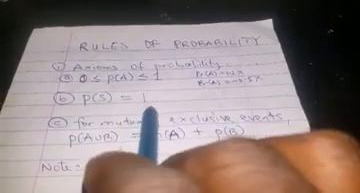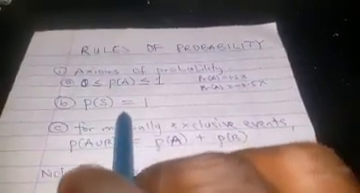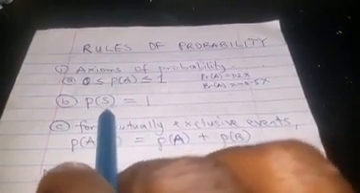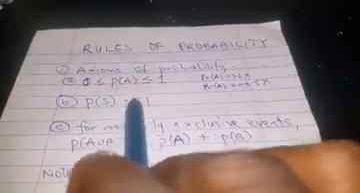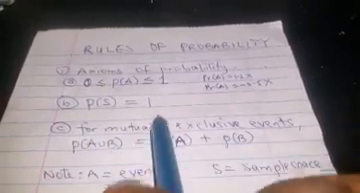Now, the second axiom of probability is that the probability of a sample space is equal to 1. What does that mean? There are certain events. The sample space means the total number of possible events. The probability for that to happen is equal to 1.